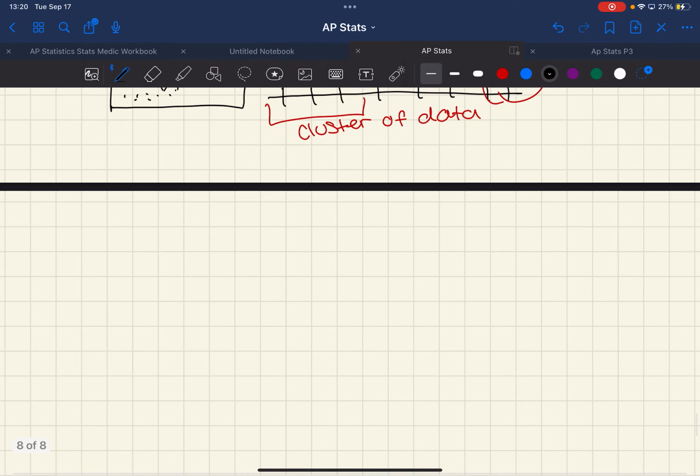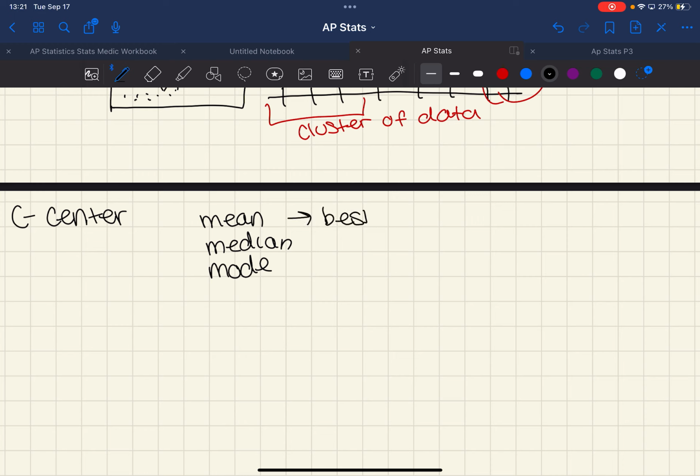And then center. Remember we mentioned center, C for center, as the mean, median, and mode. The mean is often considered the best measure of central tendency for symmetric distributions because it takes into account all the values in the data set and reflects the overall trend in data. So this one is best for symmetric.